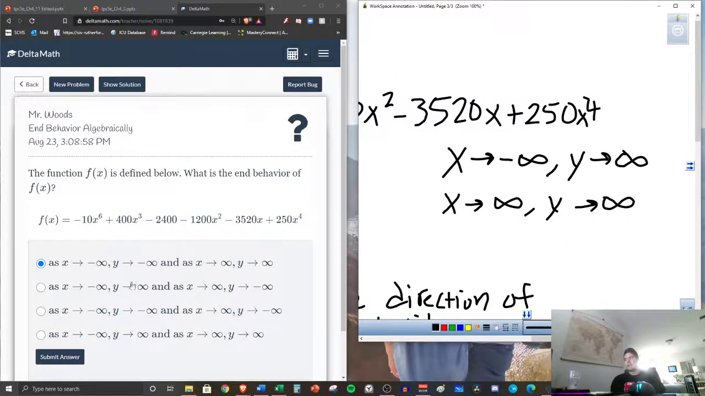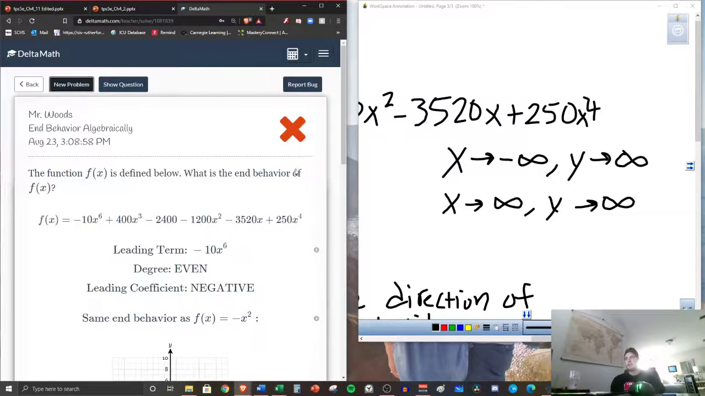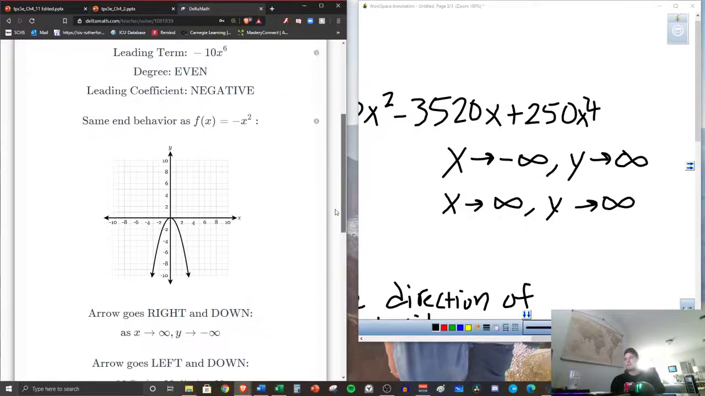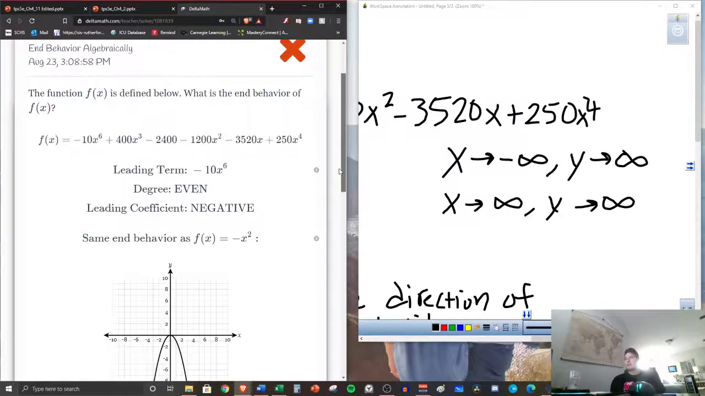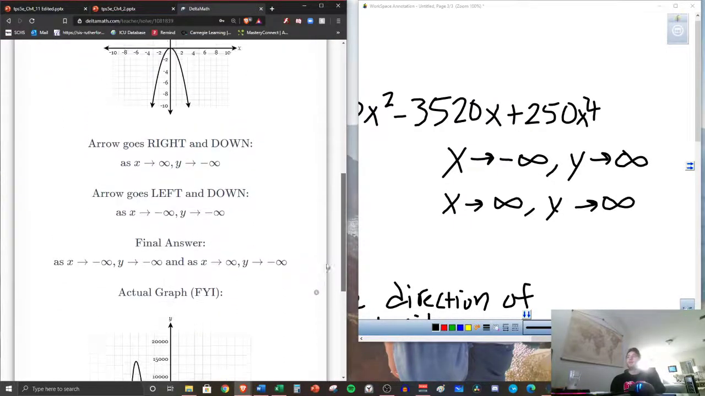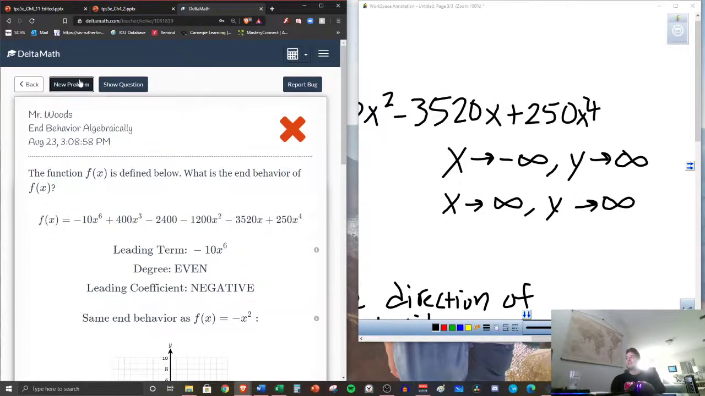Okay, so let's find that. We know that that's not going to be it. It's going to be this one. X goes to negative infinity, positive. Oh, wait. That isn't right. It's this one down here. Okay, negative to positive, positive to positive. Okay. Submit. What happened? Oh, they should be going both negative. I got confused. Whoops.